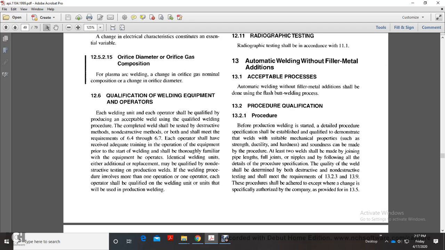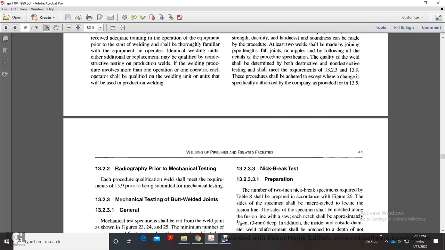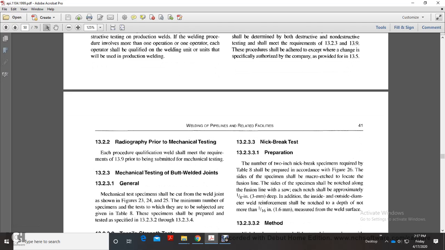The procedure shall adhere to the specification except where changes are specifically authorized by the company as provided in 12.5, 13.5, 13.2.5 and 13.2.2. Radiograph prior to the mechanical testing. Each procedure qualification weld shall meet the requirements of 13.9 prior to being submitted for mechanical testing. 13.2.3 Mechanical test, butt weld joints.